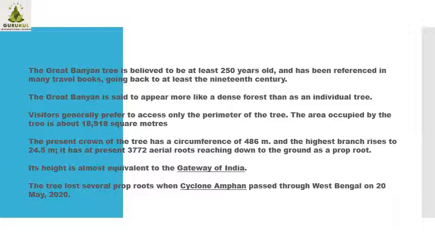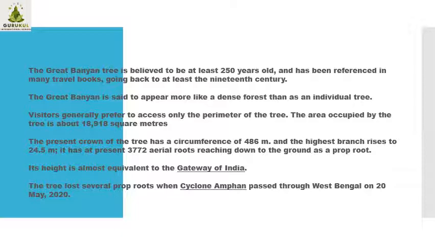Now visitors generally prefer to access only the perimeter of the tree. Perimeter means outside area, only to take a round around that. The area occupied by the tree is about 18,900 square feet, 918 square meters. It's very wide. You can ask your parents what is the area of your flat or room. By knowing this, you can understand how much 18,918 square meters means.